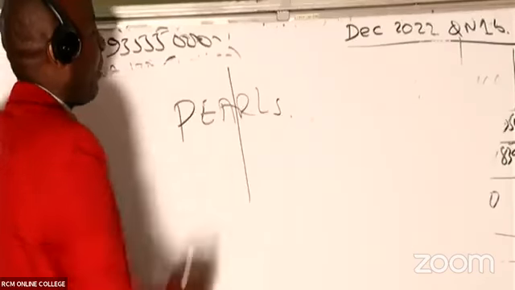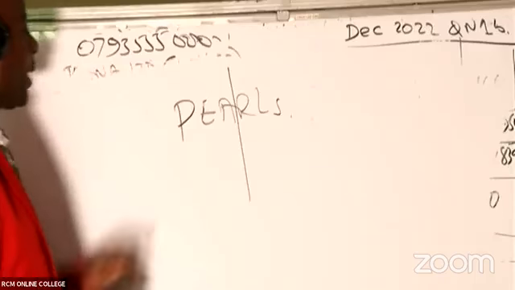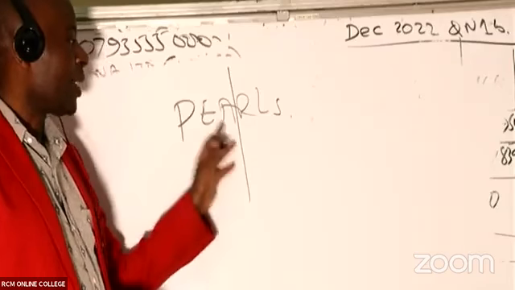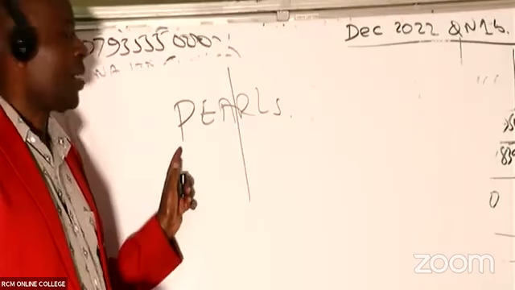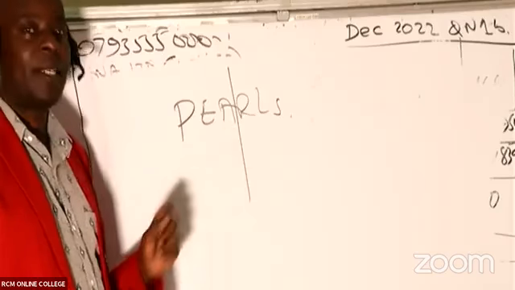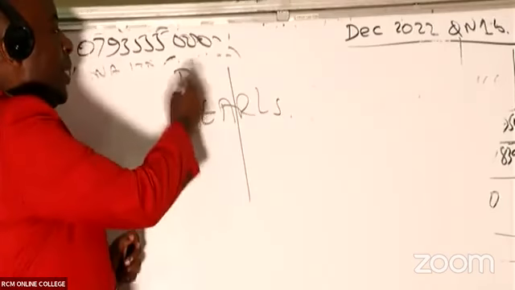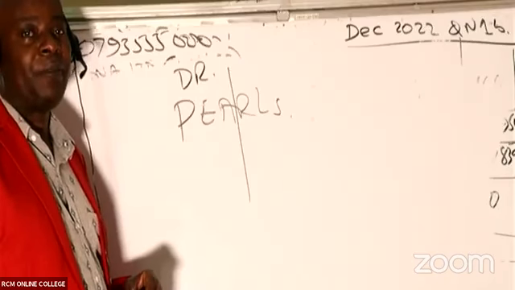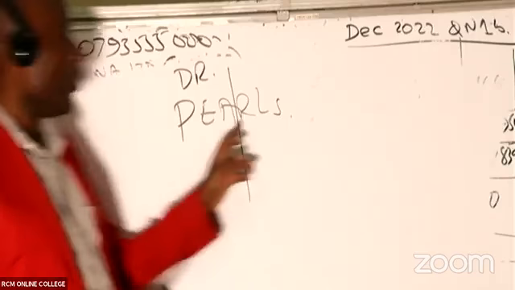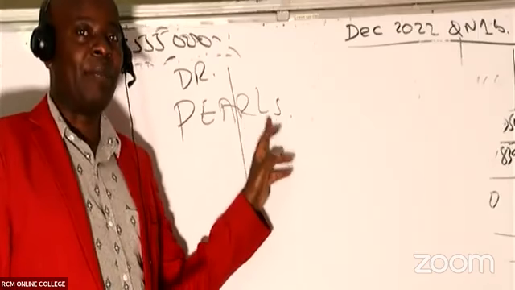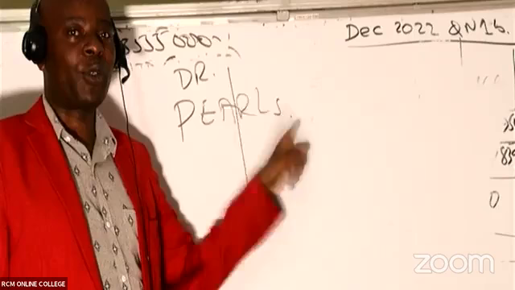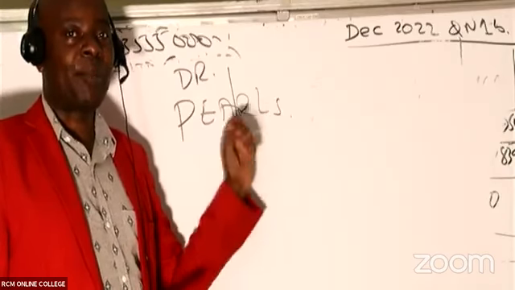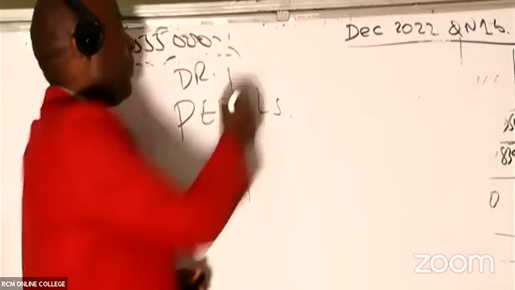Under PEARLS, we have this P standing for purchases, expenses and assets. Whenever they increase, you debit. And then we have revenue, any liability, share capital. Whenever they increase, you credit.